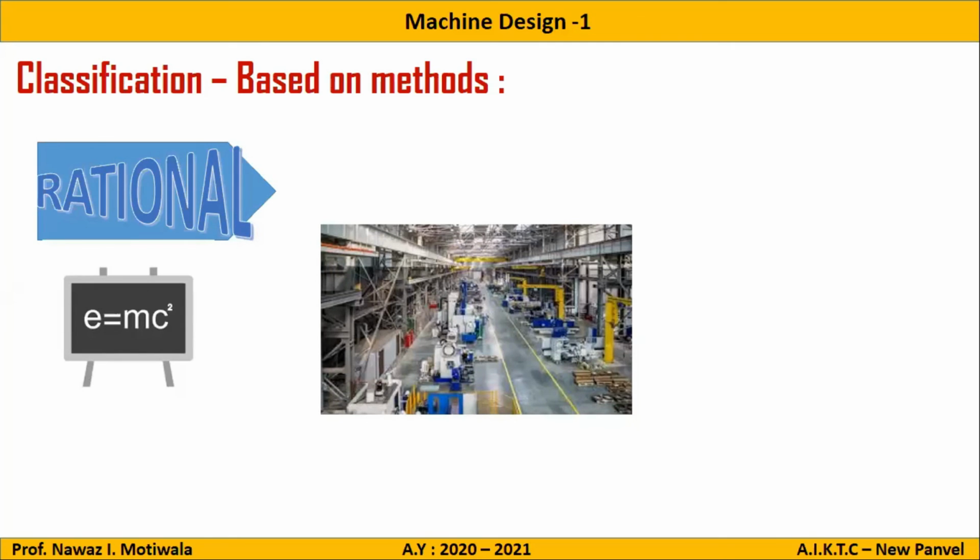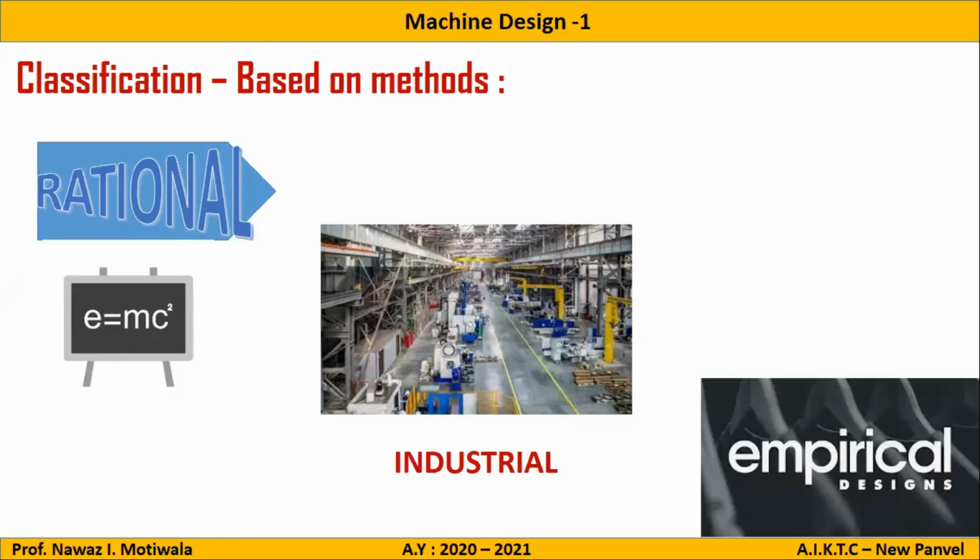The third type of design is known as empirical designs. Empirical design means there will be some empirical relation. For example, the diameter or thickness is twice the length. So 2L means it is an empirical relation. It is coming based on experience.